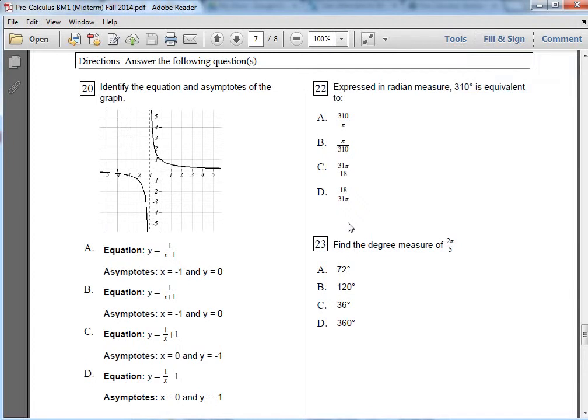So it's going to be x plus 1. So it's going to be b, right? And where's the asymptote? At x equals negative 1 and y equals 0. So the answer is b. Okay? What's an asymptote? Who can tell Richard what an asymptote is?